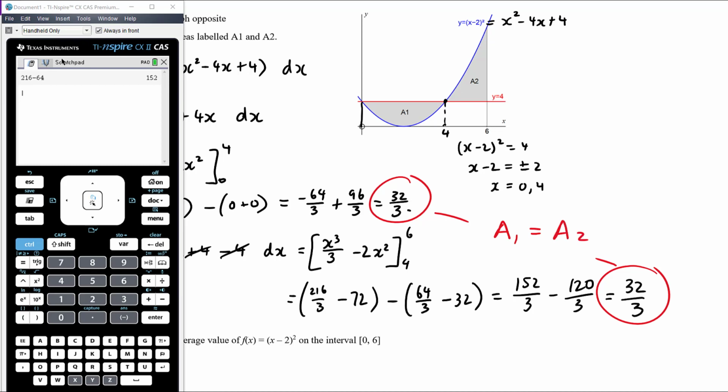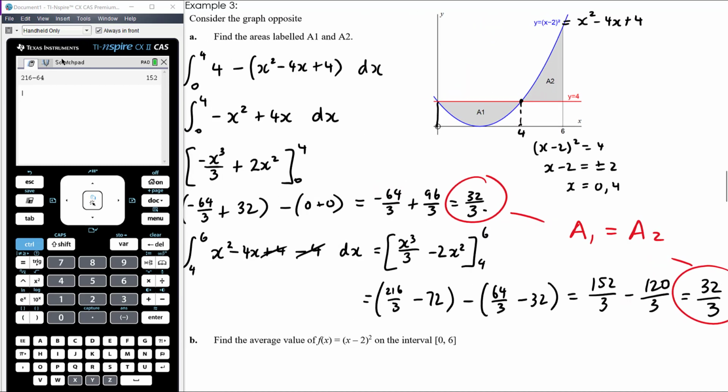Alright, that in itself doesn't mean a lot. What I then want to do is calculate the average value of f of x, which is x minus 2 all squared, so the parabola we've worked with and we can see in the graph above. We want to calculate the average value on the interval 0 to 6.